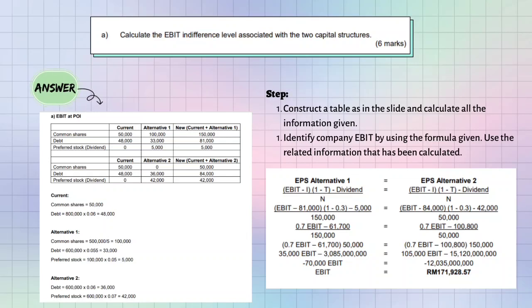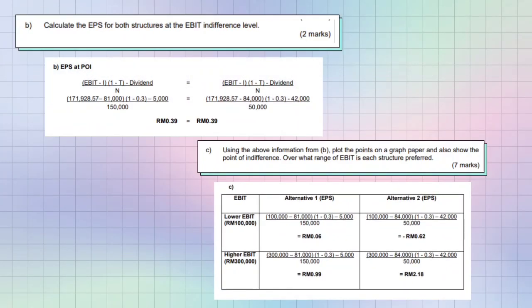So we use the information in the last column, as you can see on the table. The same goes for alternative 2, and then we solve the equation. At last we get the answer for the EBIT, which is equal to 171,928.57. Next question is, calculate the EPS for both structures at the EBIT indifference level.